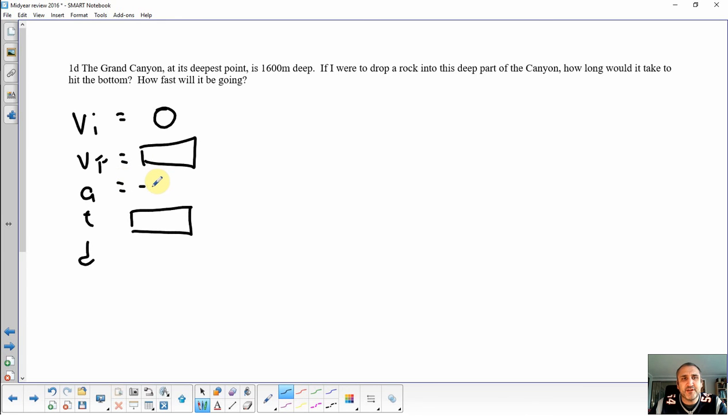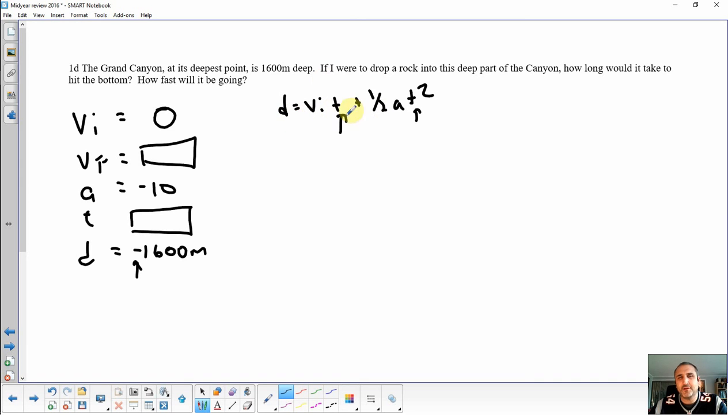But because it's a projectile, we know that's -10 also. And we also know it's falling -1,600 meters, and that's really important. That negative there is going to make all this stuff work out for you. Okay? Remember, it's falling. An equation that we can use for this, I would say d equals VIT plus 1/2 AT squared, because I want to figure out the time.